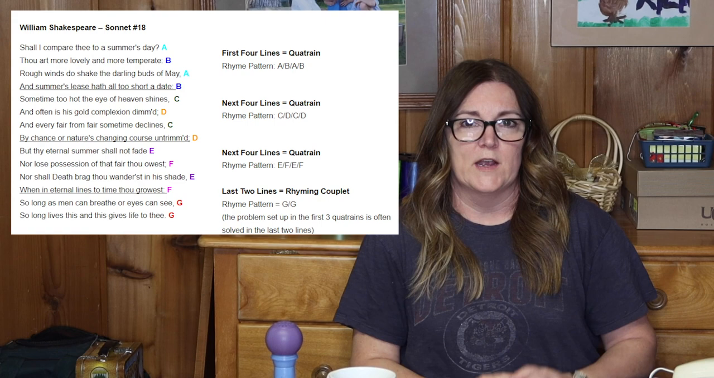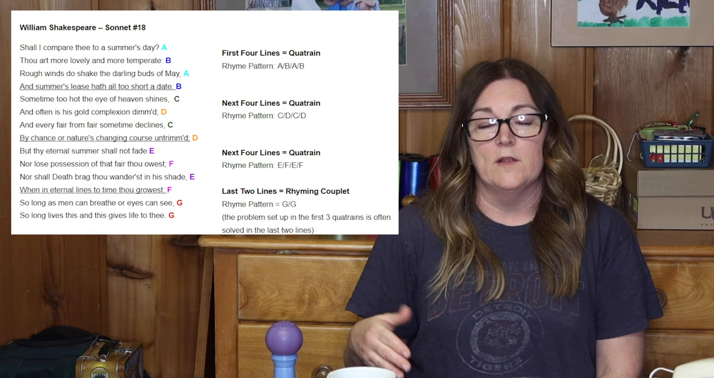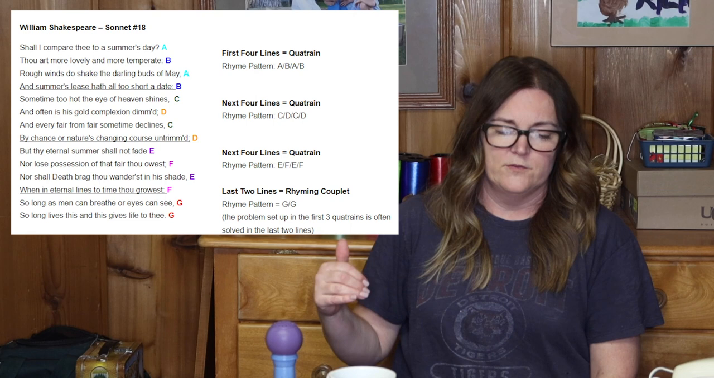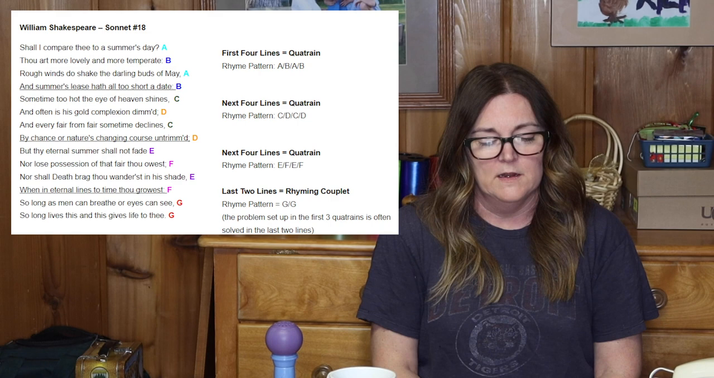So you'll notice that each of these prologues has 14 lines, has a rhyme scheme of ABAB, CDCD, EFEF, GG, and is written in iambic pentameter. All the criteria that you need to make a Shakespearean or an English sonnet.